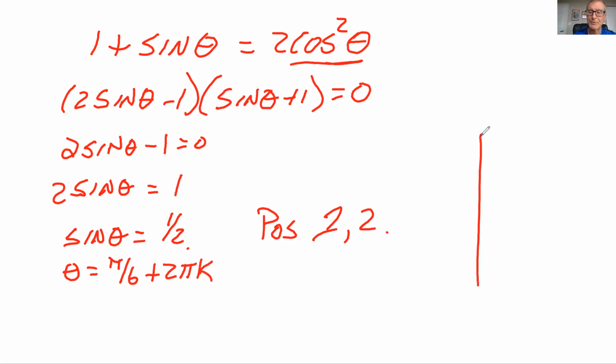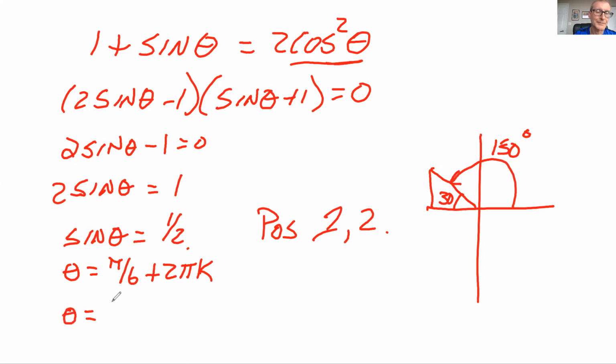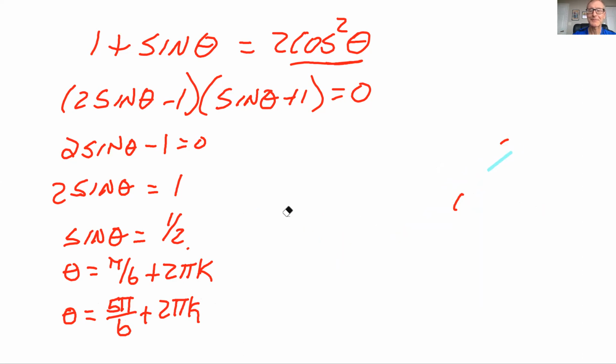So what would it be in quadrant 2? Well, again, we have our triangle this way. This is going to be 30 degrees. So when we go all the way around, that's going to be 180 minus 30. And so that would be 150 degrees. And what is that in radians? For our favorite sine, that would be 5 pi over 6 plus 2 pi k. So far, so good, hopefully. Okay, so that's one. And so the next one.